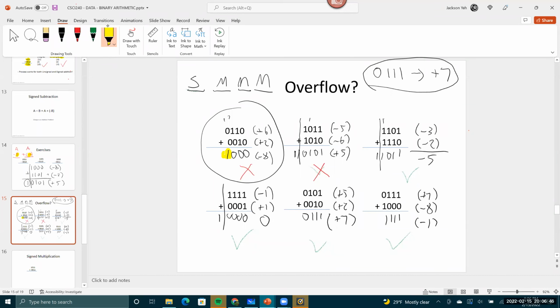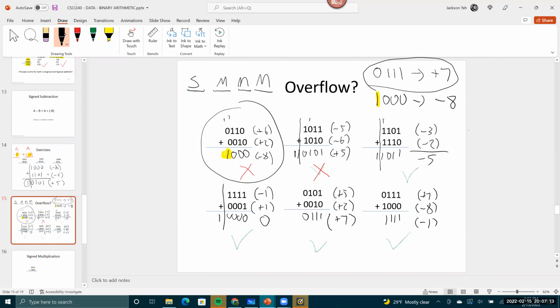All right, the next one is -5 plus -6. The result is -11, right? The largest negative value that I can store using 4 bits is 1 0 0 0, and that's -8. I can't store -11. So the same problem again: I can't store the value there.